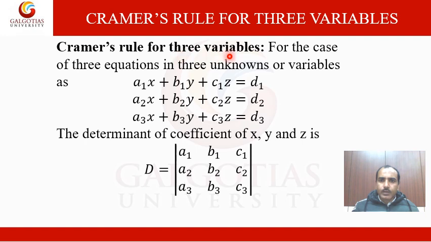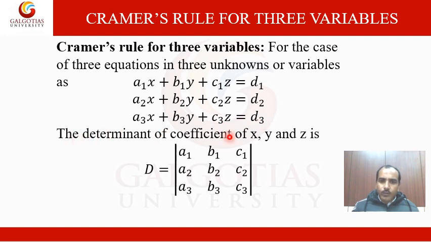Now we will understand Cramer's rule for three variables. For this, consider three equations in three unknowns or variables, like a1x plus b1y plus c1z equal to d1, a2x plus b2y plus c2z equal to d2, a3x plus b3y plus c3z equal to d3.